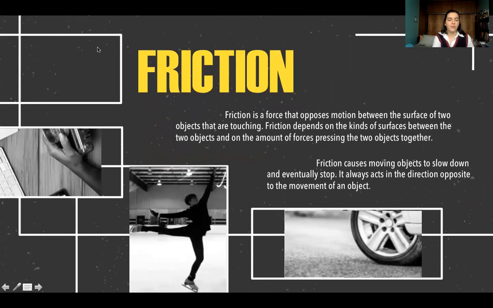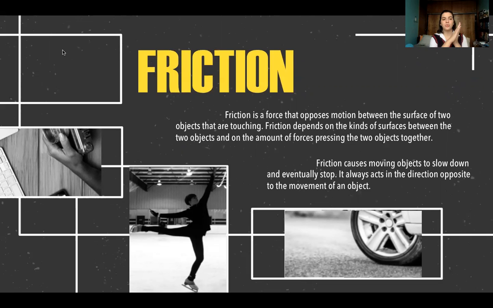One type of force is friction. Friction is a force that opposes motion between the surfaces of two objects that are touching. Friction depends on the kinds of surfaces between the two objects and the amount of force pressing the two objects together. Friction causes moving objects to slow down and eventually stop. It always acts in the direction opposite to the movement of an object. Okay.